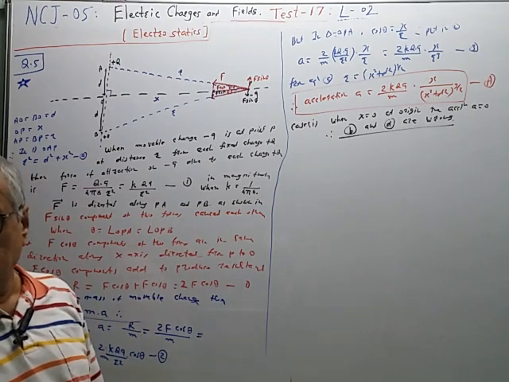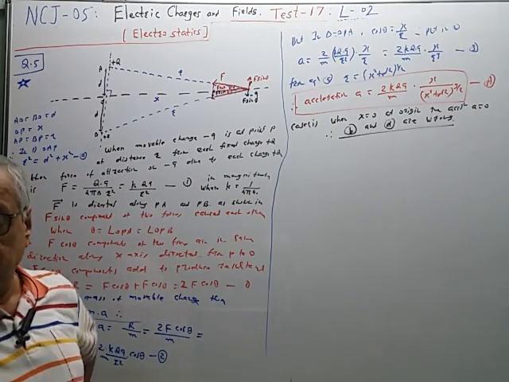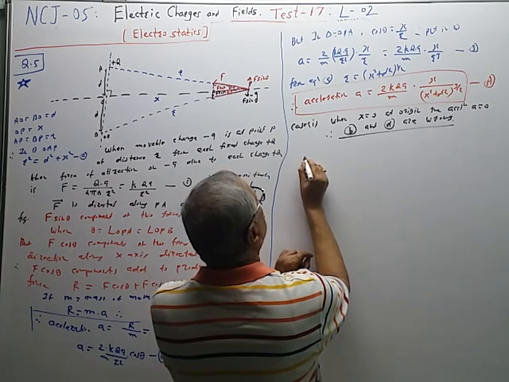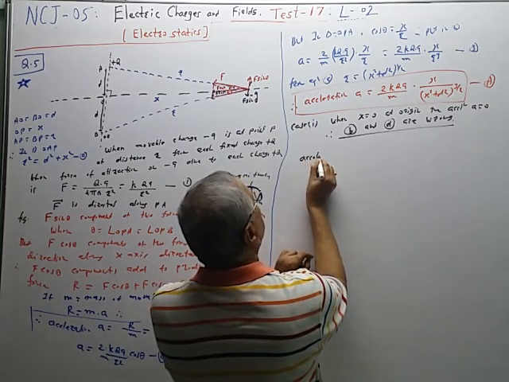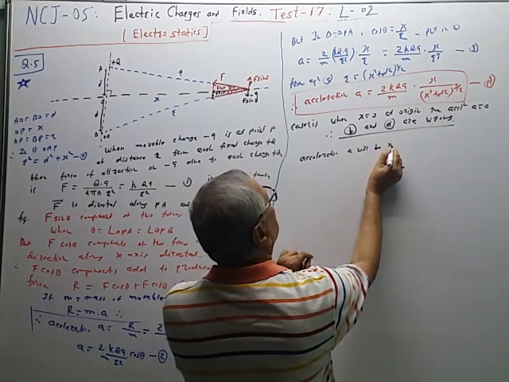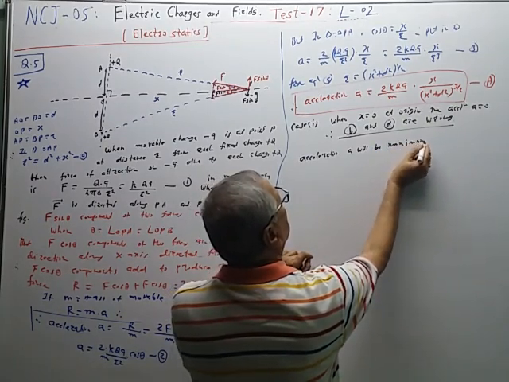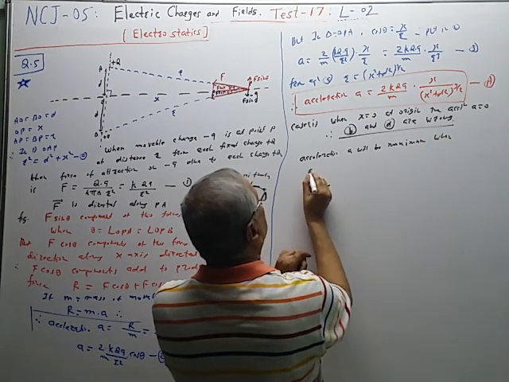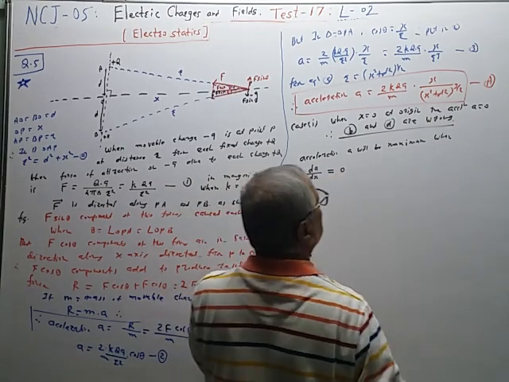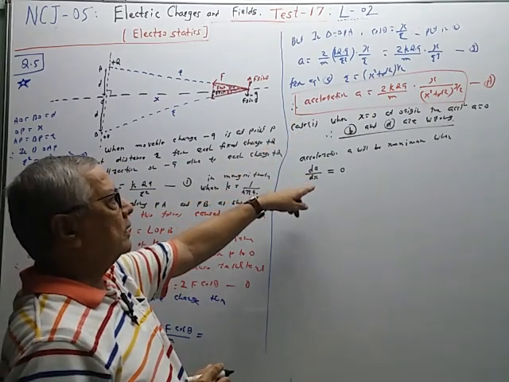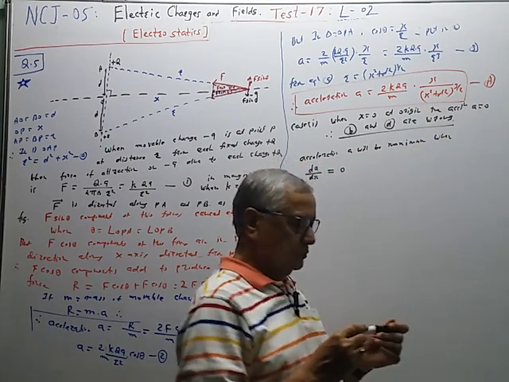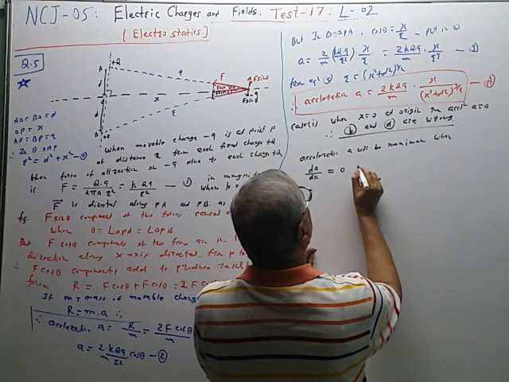Now, what is the result? So, acceleration A will be maximum when dA by dx is equal to 0. याचा डेरिव्हेटिव्ह आपल्याला घ्यावा लागेल. So this quantity is constant and we only take the derivative of this. So it gives dA by dx is equal to 0.